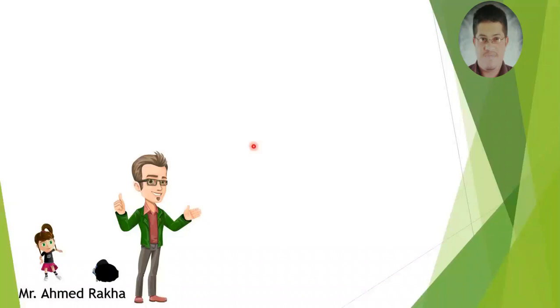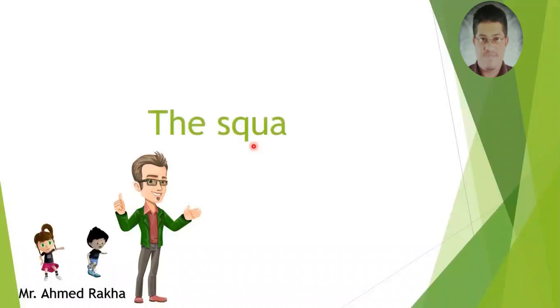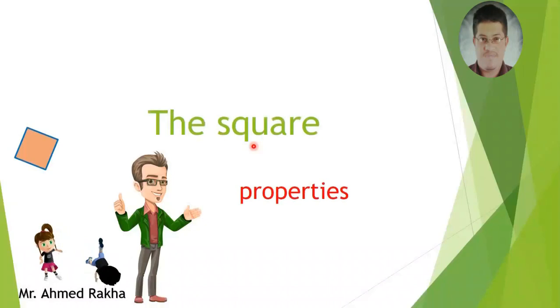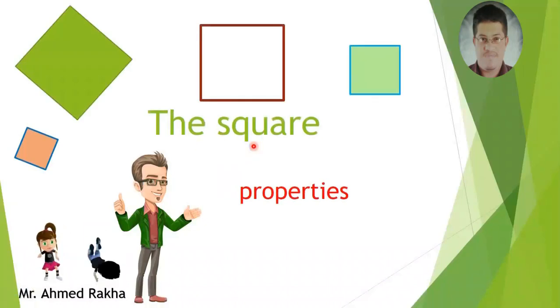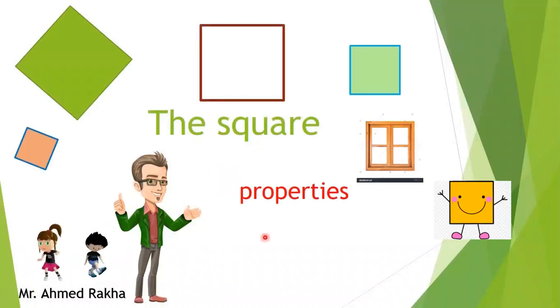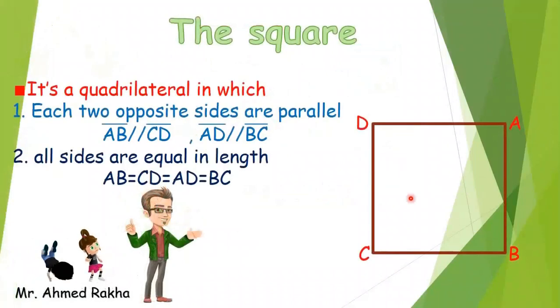Today inshallah we will explain the square. What is the square? The square is a quadrilateral and we will define it and tell you its properties. Of course we can see the square in many places in our daily life. Now we will describe the square.